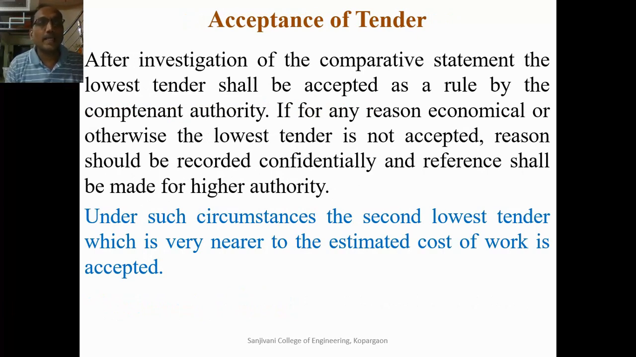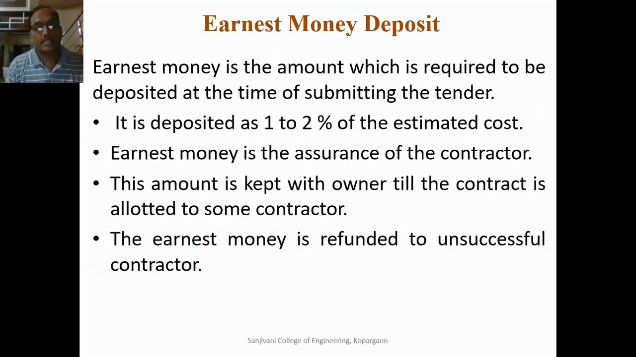Normally, as a rule, the lowest tender shall be accepted by the competent authority, but sometimes the lowest tender is also rejected. For this purpose, it should be properly recorded and its confidentiality should be maintained. Under such circumstances, the second lowest tender, which is very near to the estimated cost of the work, is accepted.